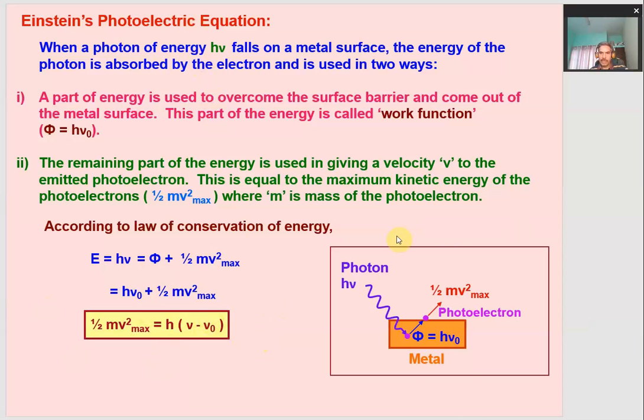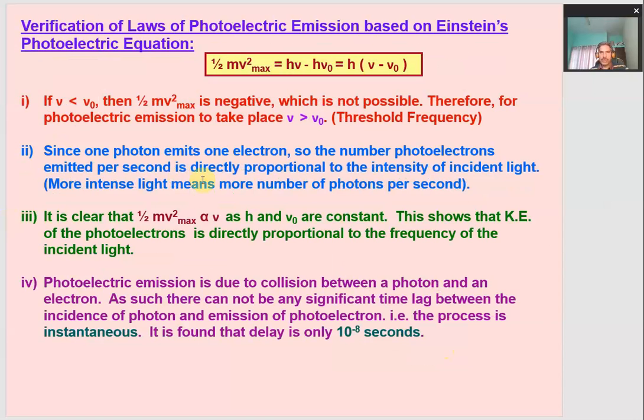You can also observe this diagram. A photon of radiation h nu is incident. There is some work function, or minimum amount of energy, which is used here, and the remaining energy becomes the kinetic energy of this electron. Okay, so let us try to understand the laws of photoelectric emission based on Einstein's photoelectric equation. Einstein's equation says half m v square, the kinetic energy of the electron, is given by h nu minus h nu naught, which is nothing but h into nu minus nu naught.